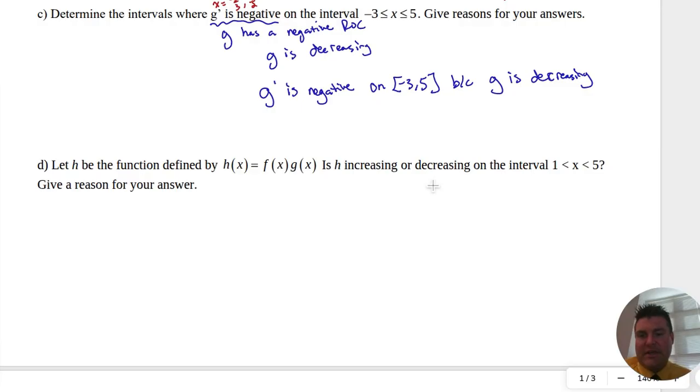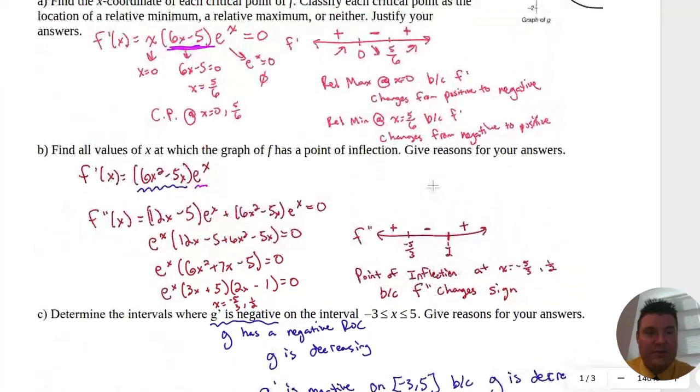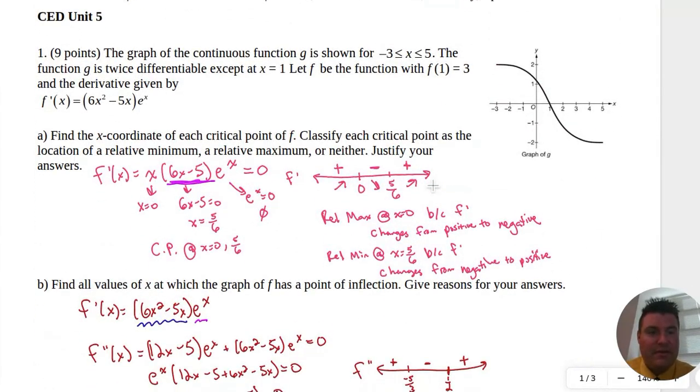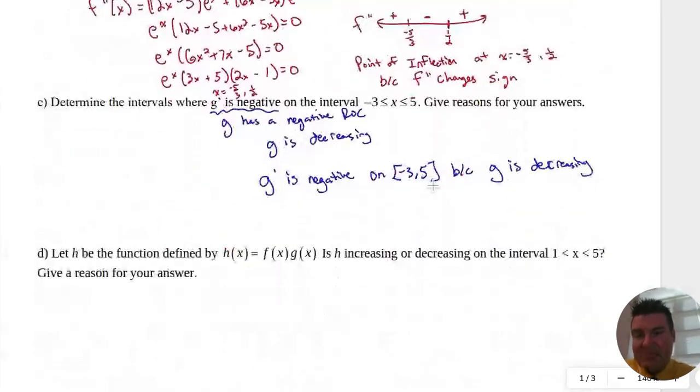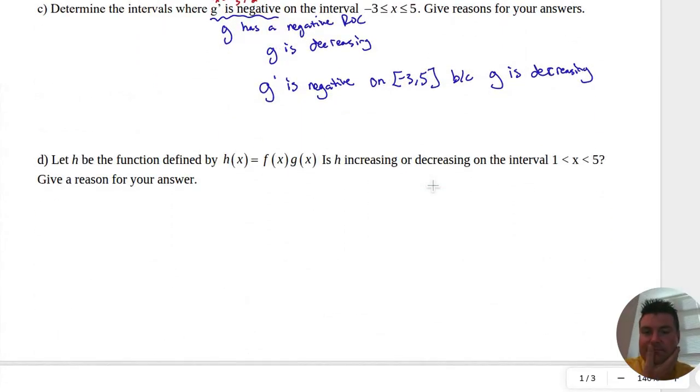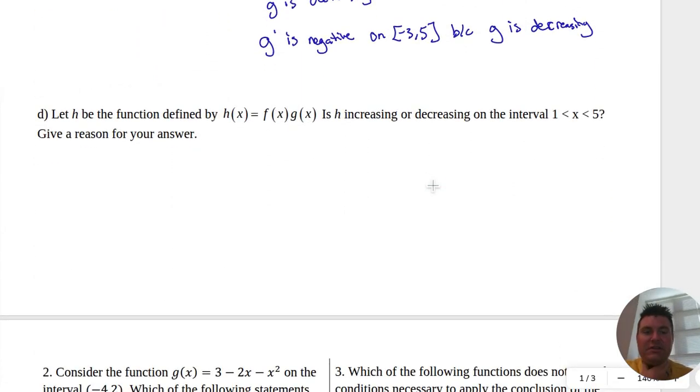Part D, let H be the function. Oh, we have a new function H, which actually is the product of F and G. Is H increasing or decreasing? We're just going from 1 to 5. That's all we care about. This is from 1 to 5. So here's G up here from 1 to 5. And then we have F prime, obviously. So is H increasing or decreasing on the interval?